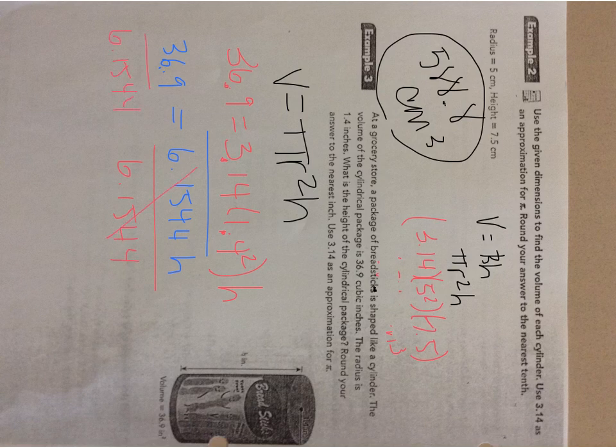Those are going to cancel out. So h equals 36.9 divided by 6.1544. And you get height is 5.994. So if we round that to one decimal place, 5.99 is going to round to 6.0 inches about is your height.